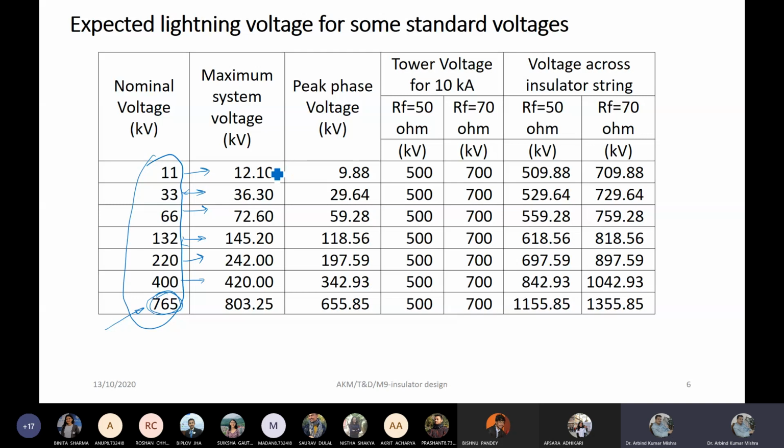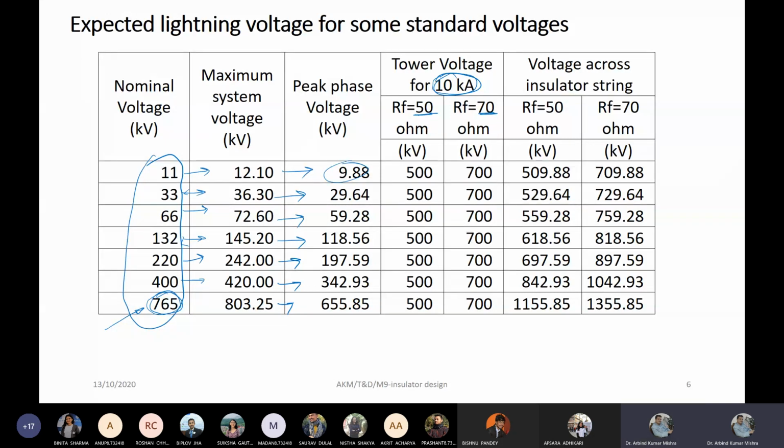Sorry, this is the maximum system voltage. So divide it by root 3 and multiply it by root 2, and you will get the corresponding peak voltage. And as you have seen, the tower voltage depends only on how much the lightning current is. So this example assumes that 10 kilo ampere is passing through the tower, based on the tower footing resistance.